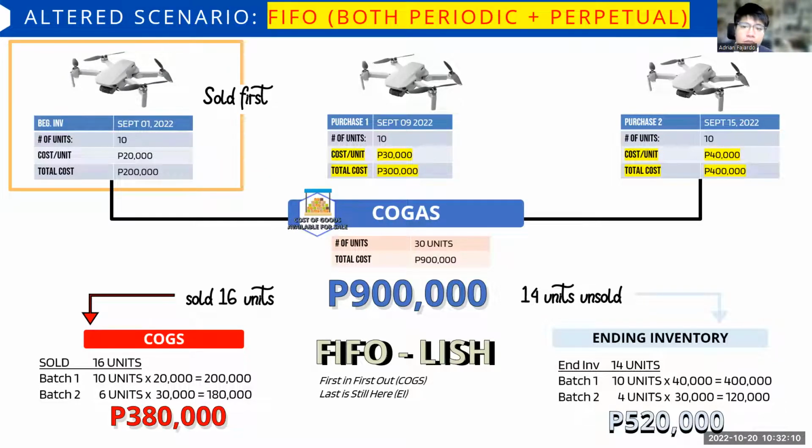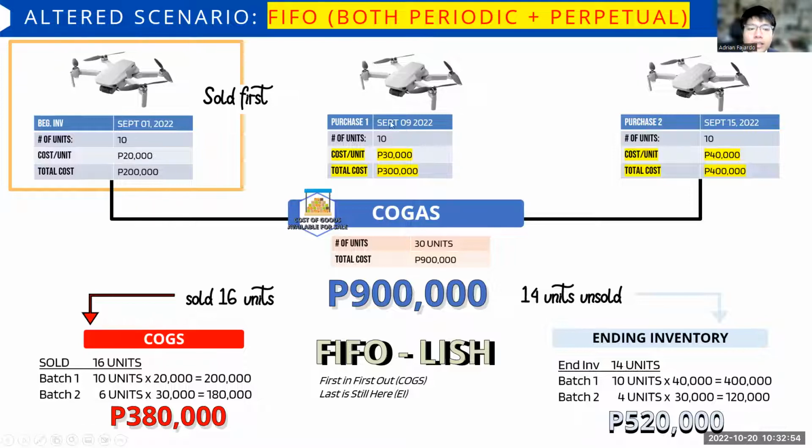So visually, we have 3 batches. We have the beginning inventory in September 1, we have purchase September 9, and we have purchase 2 in September 15. Under FIFO, the assumption is kapag nakabenta ako ng 16 units, I assume na yung first in yung mag-first out. And therefore, 16 yung kailangan kong ibenta. So titingnan ko si batch 1, 10 lang siya. So meaning, 10 out of the 16, I'll assume came from the first in of batch 1. So 16 minus 10, may 6 units pa ako natitira. So I move on to the next purchase, purchase 1.